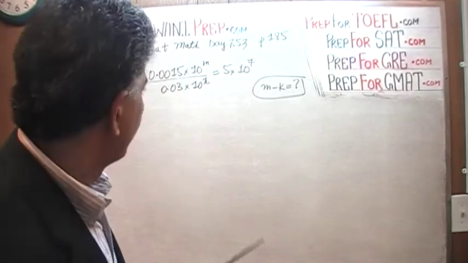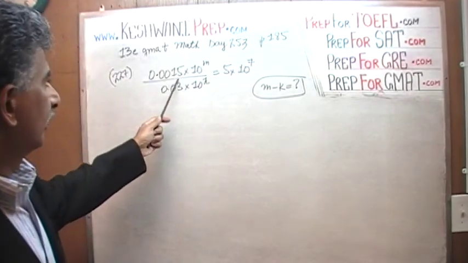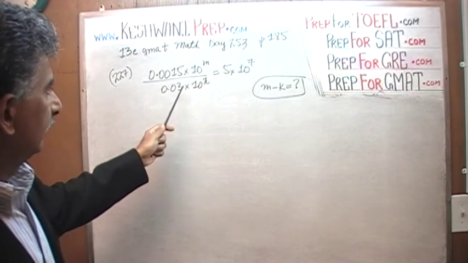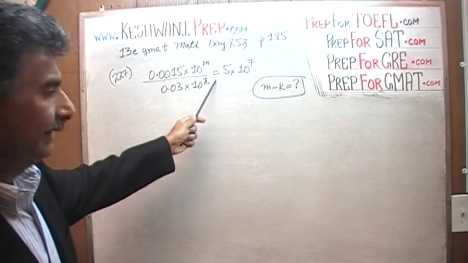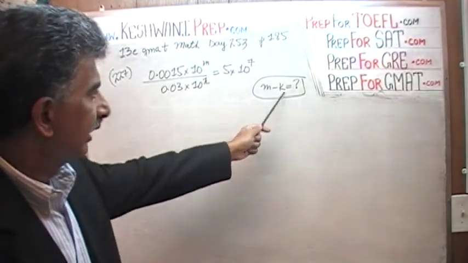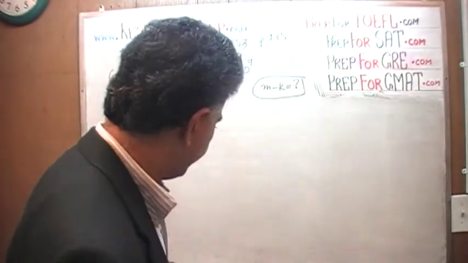Here is an equation that is given to us. We are told that 0.0015 times 10 raised to m divided by 0.03 times 10 raised to k equals 5 times 10 raised to 7. The question simply is, what is the difference between m and k? That's all. Let's see what we can do.